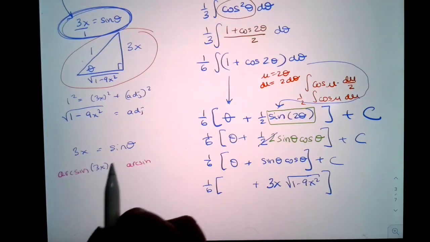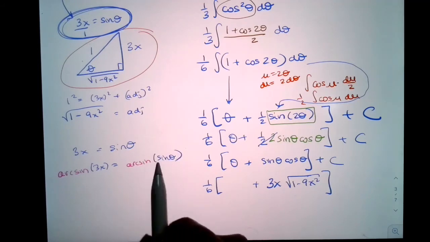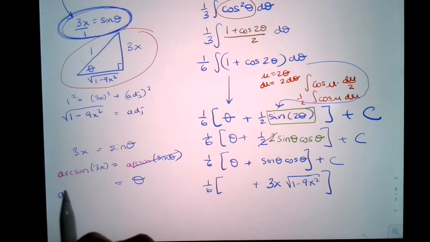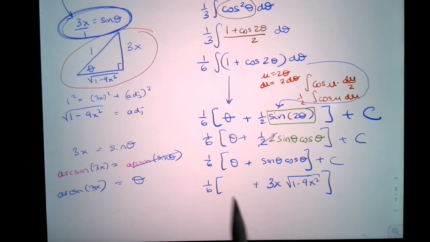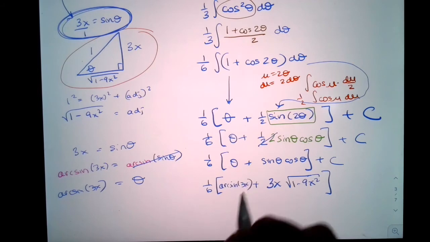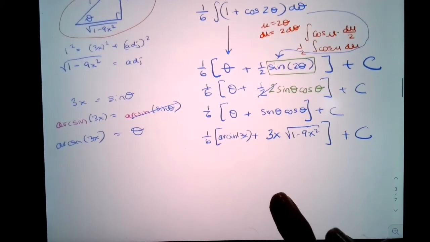So you're going to say, I'm going to take the arc sine of 3x, I'm going to take the arc sine of the sine of theta. These guys cancel each other out, giving you theta. So theta equals arc sine of 3x. So I'm going to put that right here, arc sine 3x. And of course I have my constant of integration. So you actually are at the final statement here.